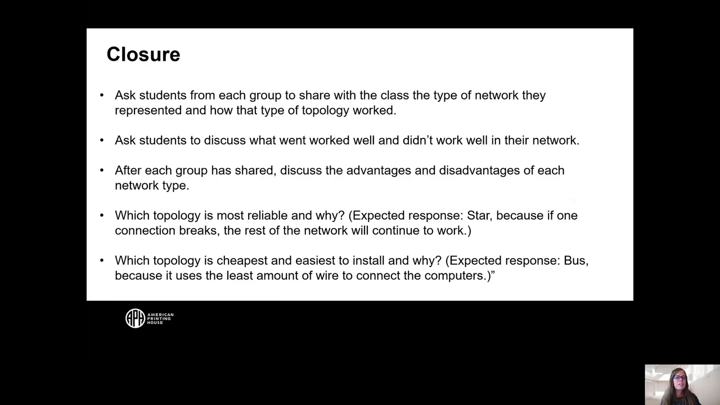Then they can brainstorm on ideas. What would be the cheapest and the easiest to install? Well, that line, a straight line is always the easiest, but it's the least amount of wires, least amount of computers, that kind of thing, but not the most reliable.